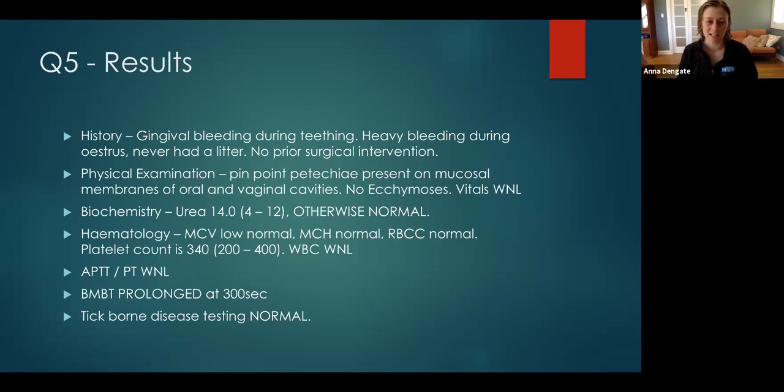Her urea is marginally elevated at 14, but the biochemistry is otherwise normal. On hematology, her MCV is low normal. Her red blood cell count is normal. She's not anemic, and her platelet count is normal at 340. She has no evidence of systemic inflammation in white blood cells or a stress leukogram. Her coags were normal, but you did do a buccal mucosal bleeding time, which was prolonged at 300 seconds. Tick-borne disease testing was all normal.